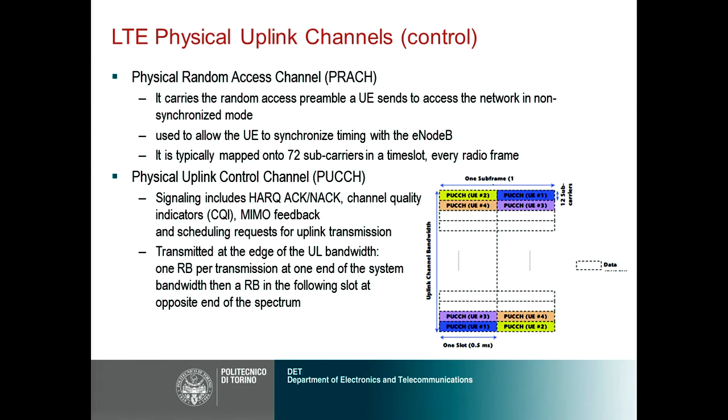The other physical uplink channel is the physical uplink control channel, which is mainly used to give feedback to the eNodeB and to request allocation of resources from the eNodeB. So the eNodeB will be sending you data, and you return acknowledgments saying, okay, I've received or not received. You return channel quality indication to the eNodeB. You can send MIMO feedback just to tell the sender to change the channel function used to encode the MIMO, and everything else.